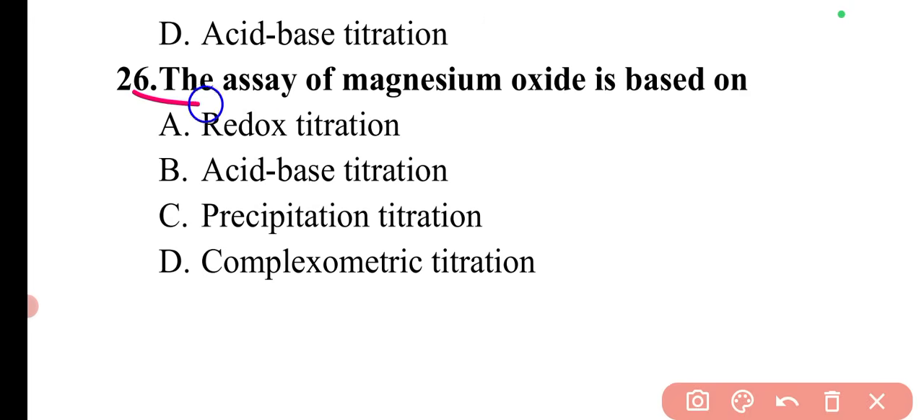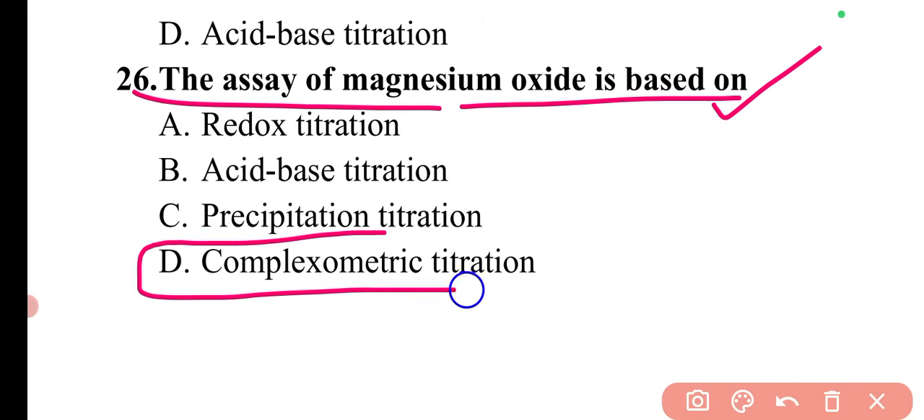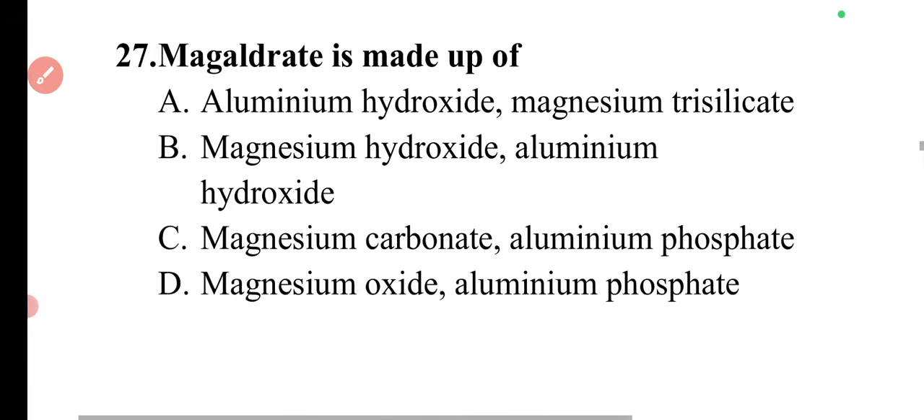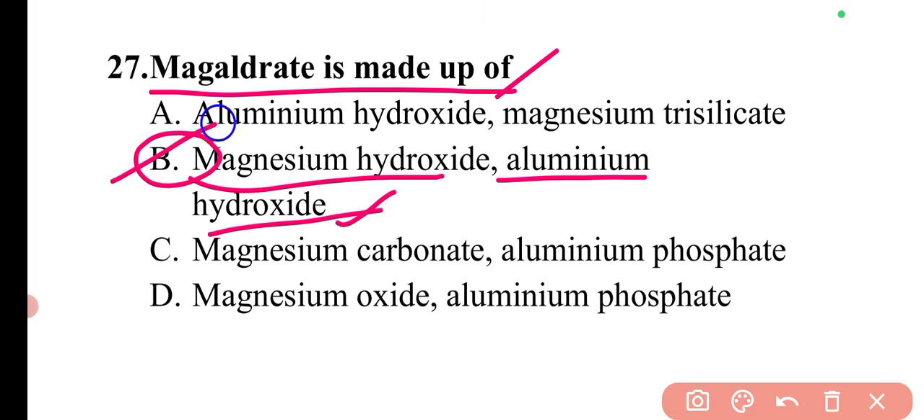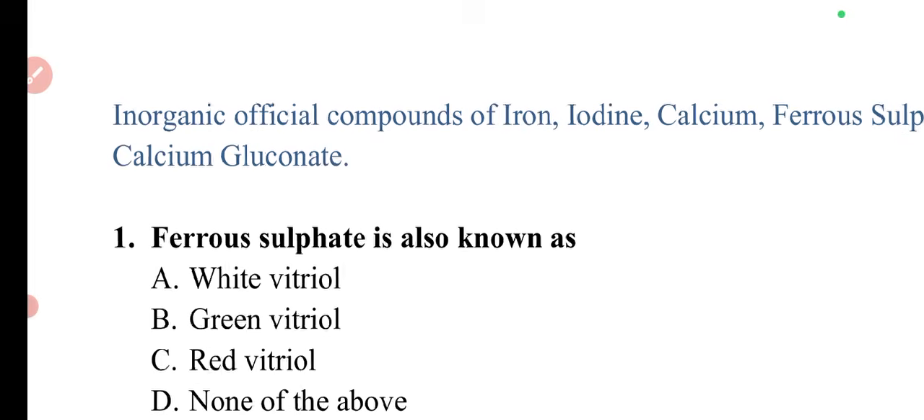Next question is, the assay of magnesium oxide is based on. So the magnesium oxide assay is also based on complexometric titration. So here option D is correct. Then next question is, magaldrate is made up of. So magaldrate is a compound which is a mixture of magnesium hydroxide and aluminium hydroxide. So here option B will be the correct answer. Then with this particular question, we are done with the first topic of this video.